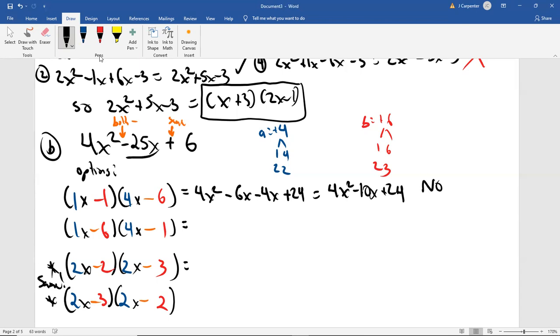We're trying to make that minus 25. The first and the last term should end up automatically working. In fact, some people only check the outer and the inner with practice because they recognize that, and that's okay. All right, how about the second one?